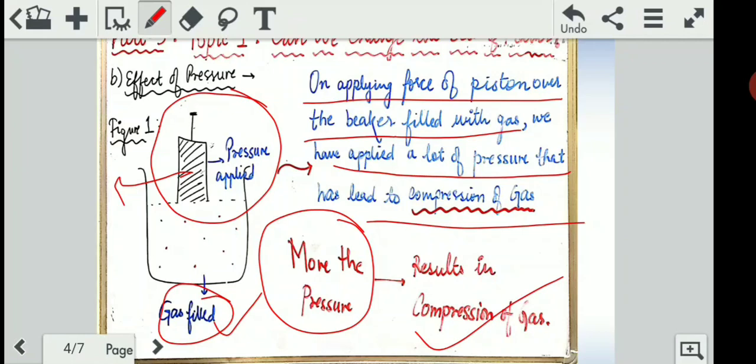The particles hain gas ke, they will come closer. Koi bhi cheez hum compress karte hain to wo ek dusre ke paas aani shuru ho jati hai. Now when the gas particles will come closer, they will turn into liquid. Here is the answer to this question, right? But we will study it step by step.